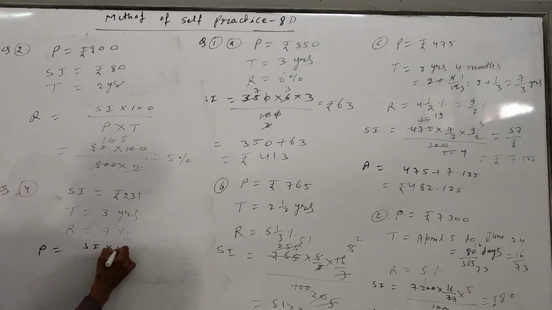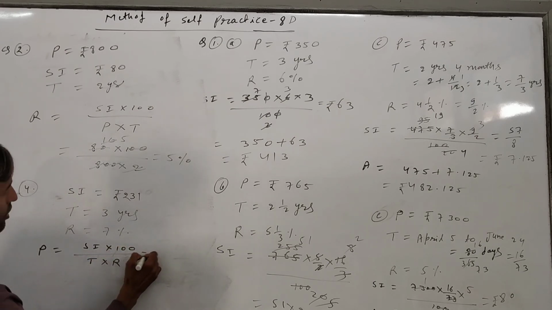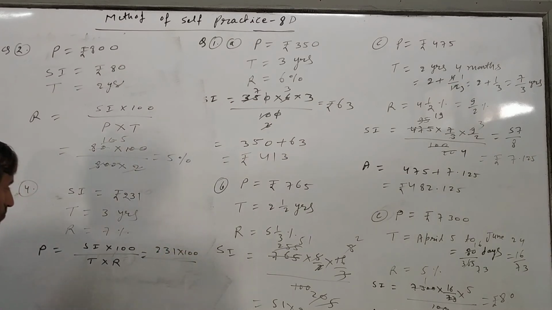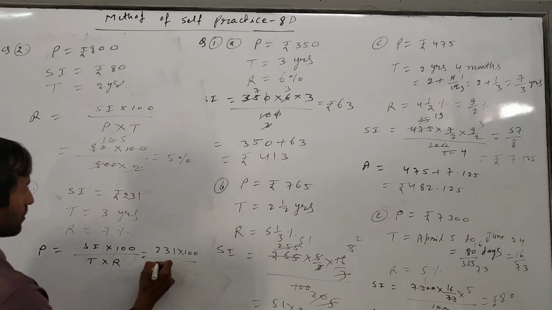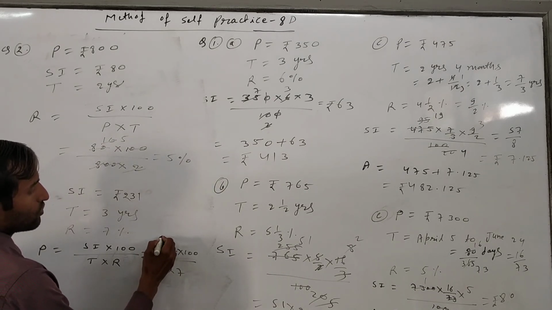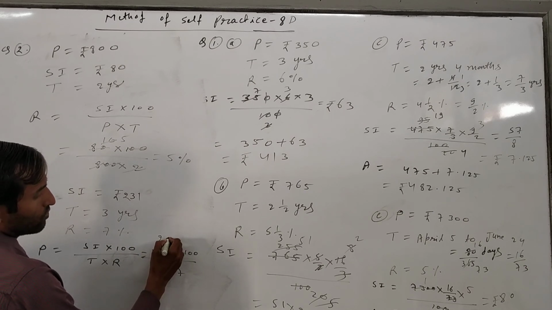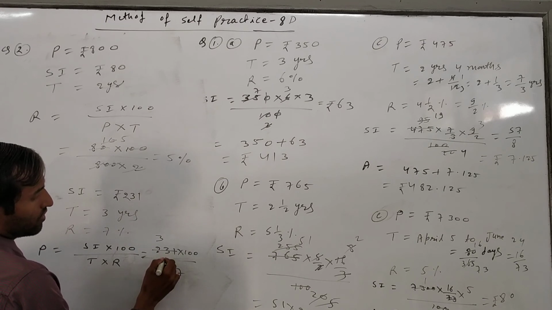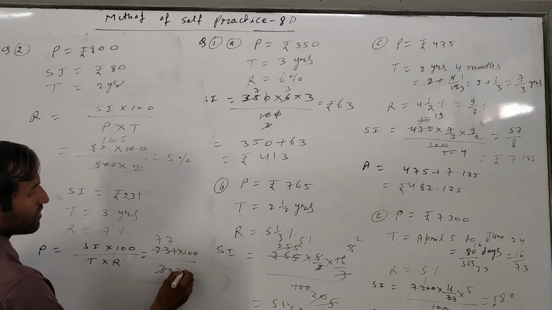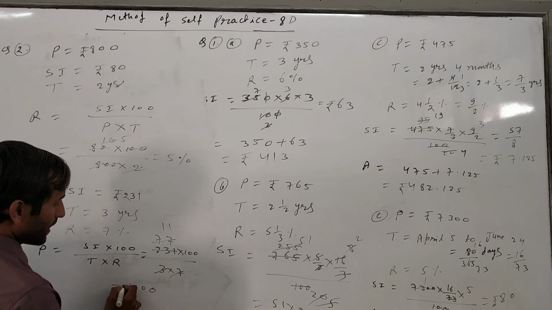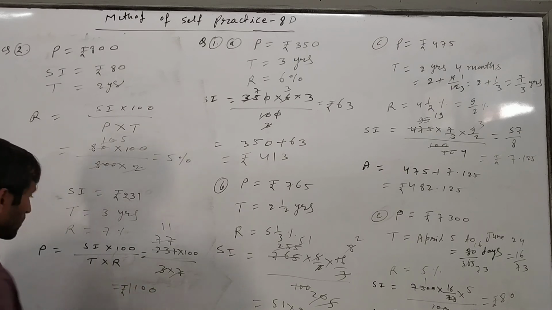SI into 100, apply our formula: SI into 100 upon T into R. So this formula we will use here. 231 into 100 upon 3 into 7. So now cancel out here. It will come 3 or 7. Now cancel out by 11. So it will come 1100. Okay, 1100 is the principal. This is the final answer.